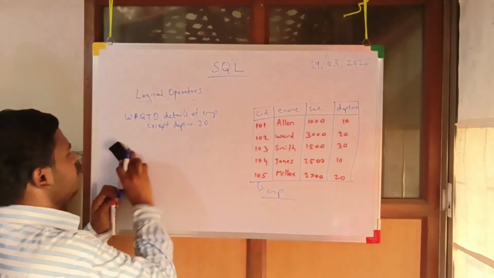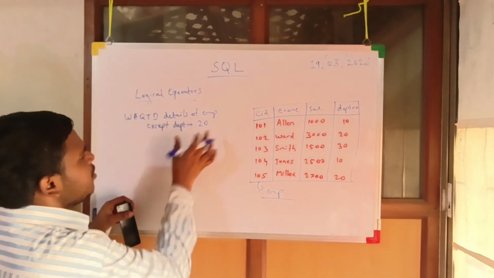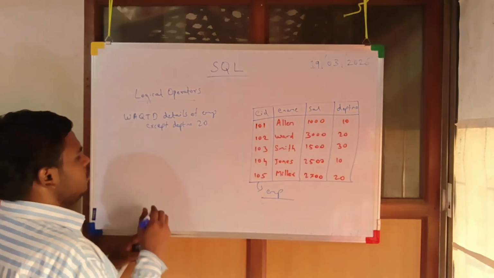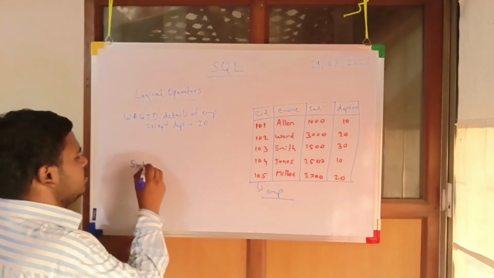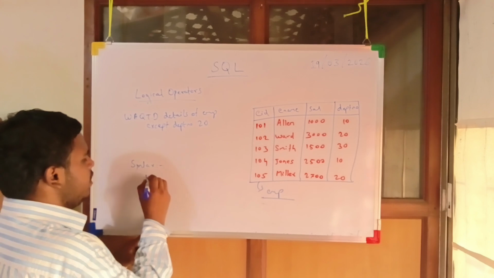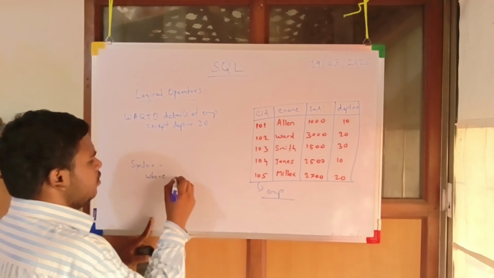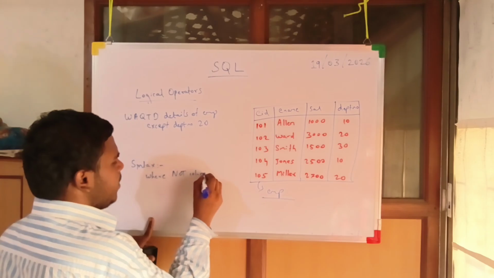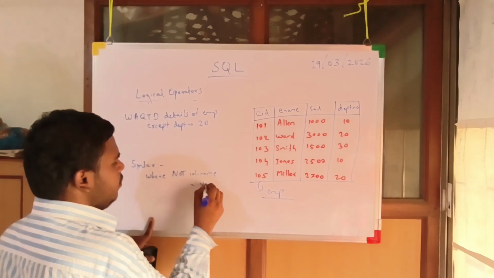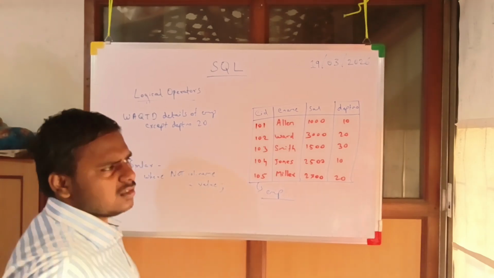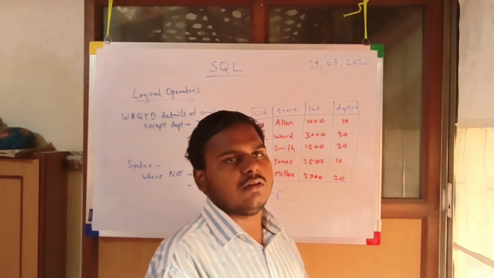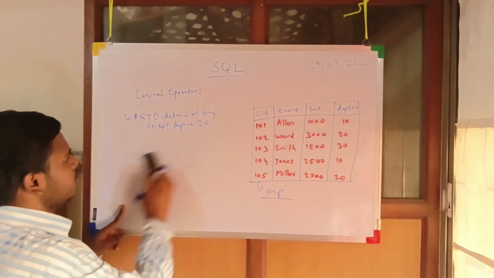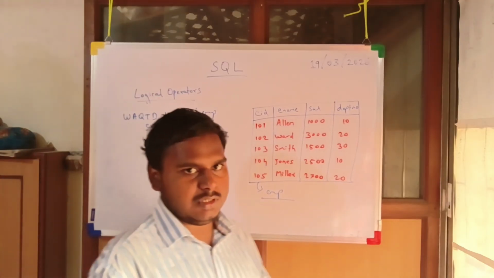For example, I give you a question: except department number 20. So what will it do? First we will write the syntax. With the where clause: where not column name equal to value. This is the simple syntax. First we will write not, then column name, then value. Column name first will not work. First of all we need a not. So how will it work? First we will write the query, then we will see the working.